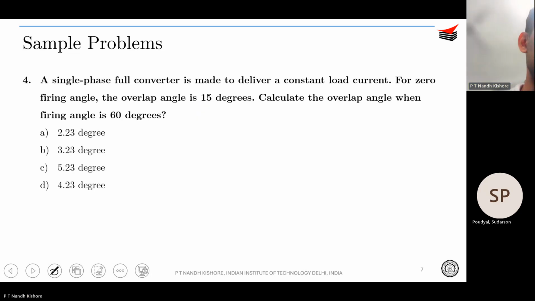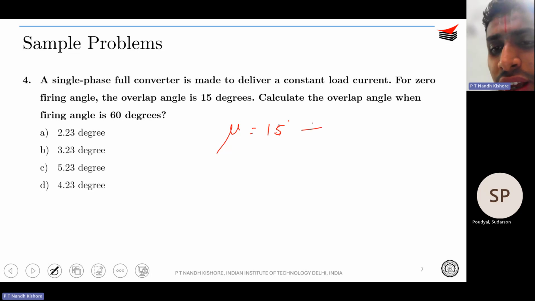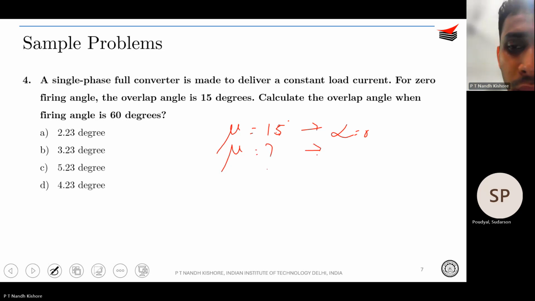Okay. A single phase full converter is made to deliver a constant load current. For zero firing angle, the overlap angle is 15 degrees. Therefore, the nu is going to be 15 degrees. Right? Calculate the overlap angle when the firing angle is 60 degrees. So the nu is 15 degrees for alpha equal to 0. So calculate the overlap angle for alpha equal to 60 degrees.